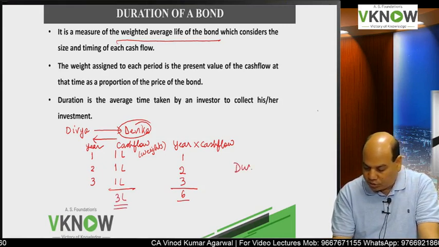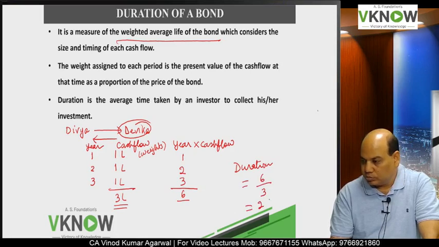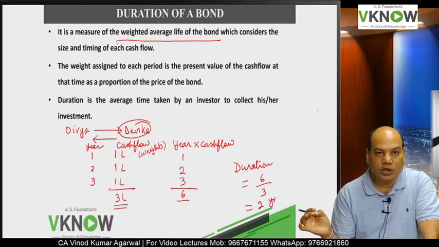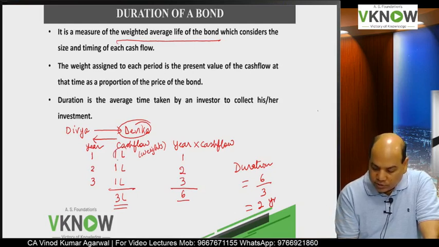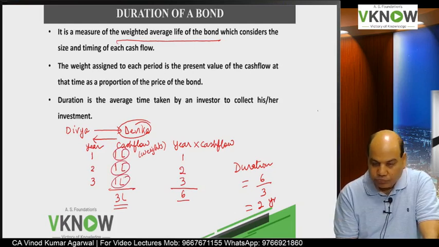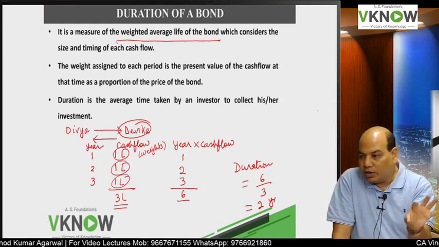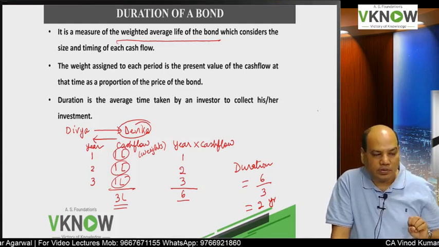So duration is the weighted average life of the bond. In our example, duration will be 2 years. It is the weighted average life of the bond. Duration means since you have recovered some amount in earlier years, the life of the bond is not 3 years. The weighted average life of the bond is 2 years in our example.